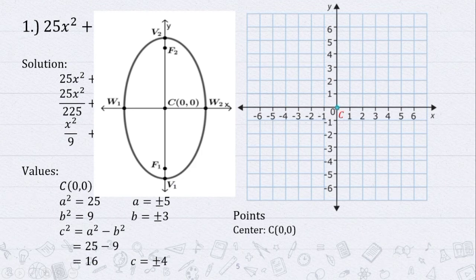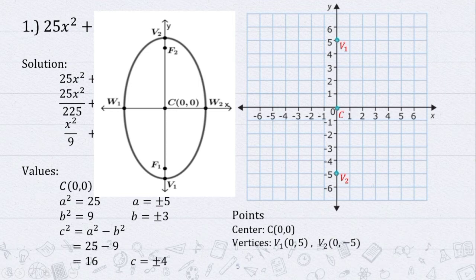Let's start with a. a is the distance from our center going to the vertices. So we have to count 5 units up and down. So we have here the following points. Our first vertex is at 0, 5, and the other vertex is at 0, negative 5. We can actually interchange the labeling here of the vertices. It doesn't really matter which one is our vertex 1 and vertex 2.